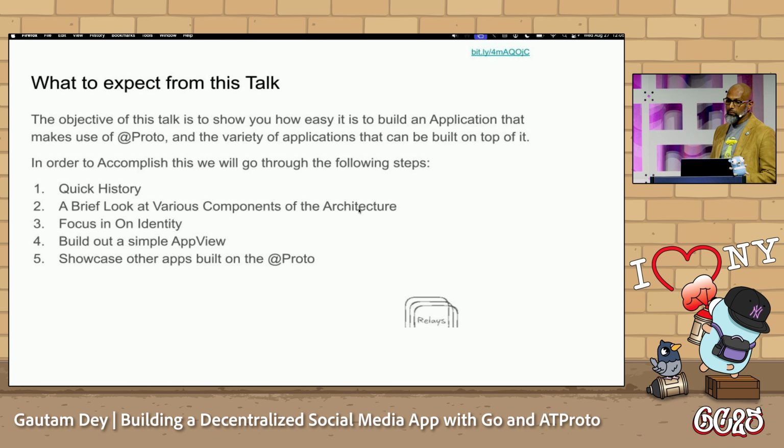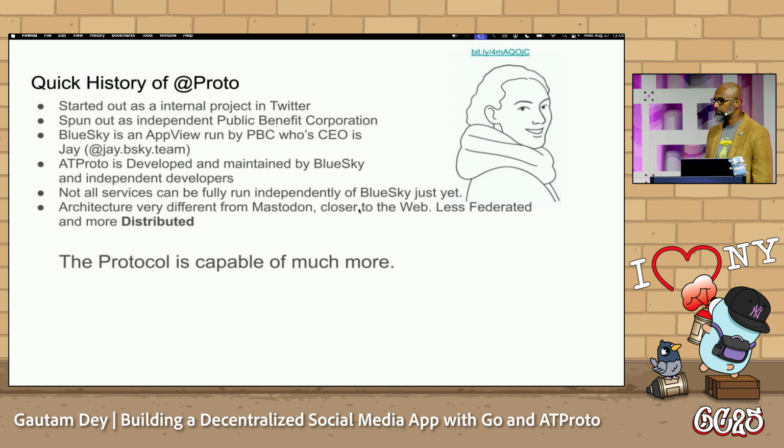Quickly, what to expect from this talk. I'm going to give you a very brief history, not going too deep into it. Then we're going to look at the components that make up the architecture, and then we're going to focus on identity. That's important. Build out a simple app view, and then there are several quite amazing apps being built on top of it, and I want to showcase what is capable of being done.